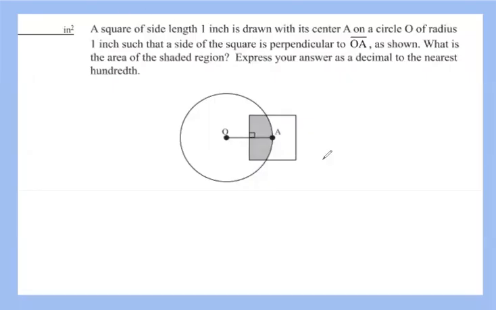Hi everyone, so this is another MATHCOUNTS problem. This is also a team run number 10 on a state test. So we are given a square, side length is 1, which is this guy.